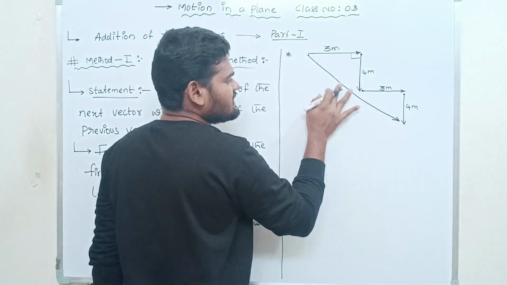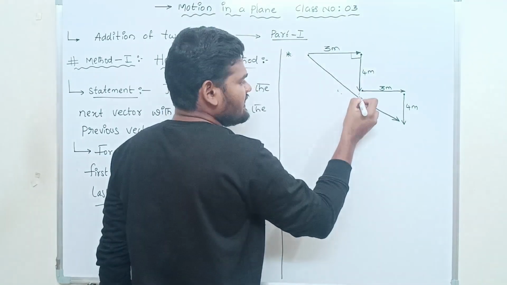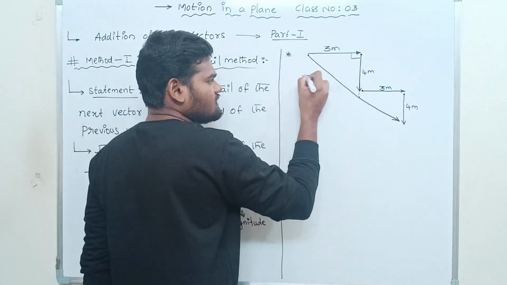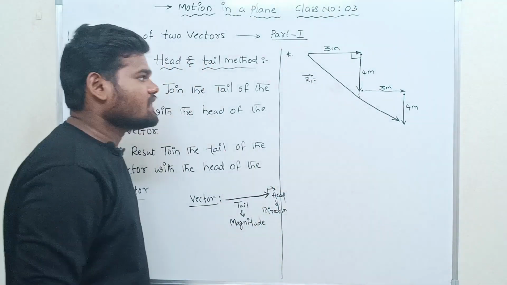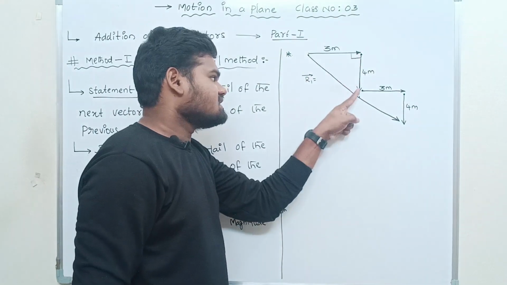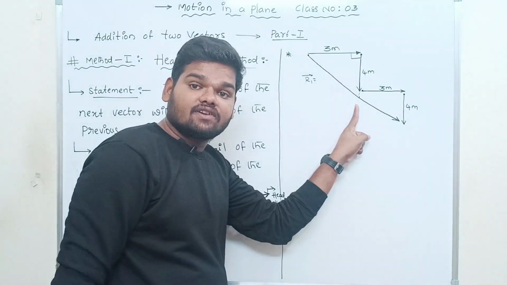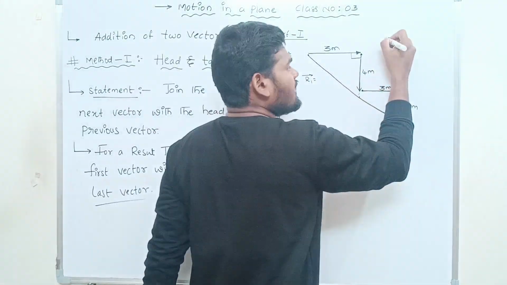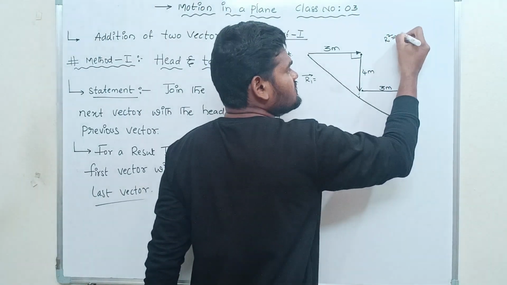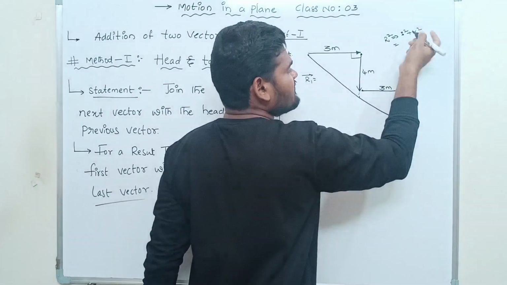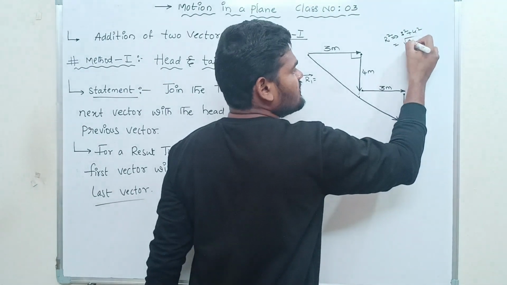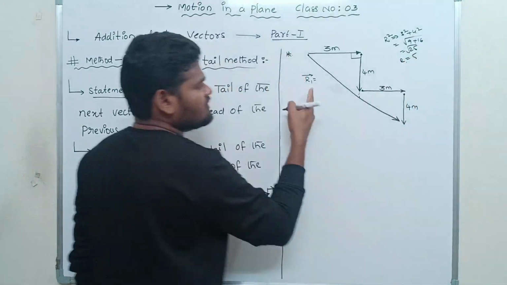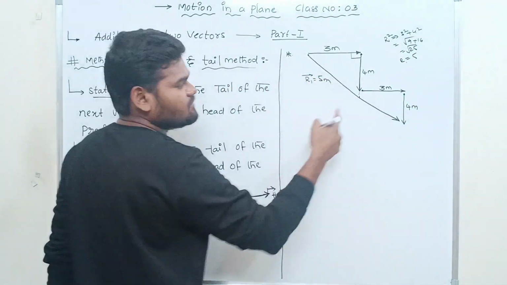I'm considering this first right angle triangle, and its resultant I'm taking as R1 bar. Have a look. This side is 3 meters and this is 4 meters, and this is the hypotenuse. So hypotenuse square is equal to side 1 square plus side 2 square. So resultant square is equal to 3 square plus 4 square. If the square goes to that side, it becomes root. So 9 plus 16 is 25, root of that is 5. So R1 is equal to 5 meters.